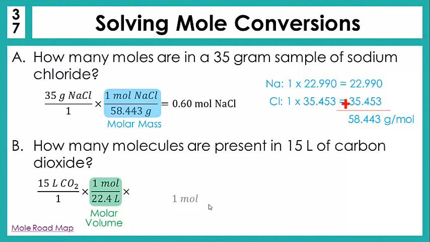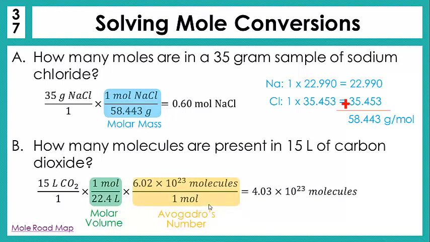Now I need to change moles into molecules. So this is Avogadro's number, the number of things that are in a mole. So whenever we solve, we get 4.03 times 10 to the 23rd molecules of carbon dioxide.